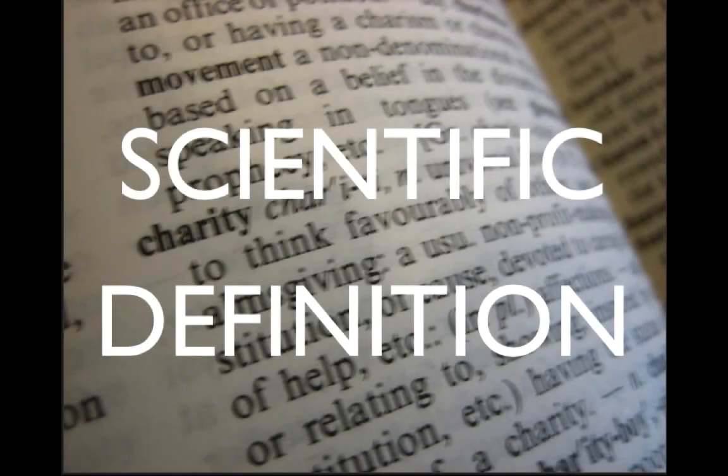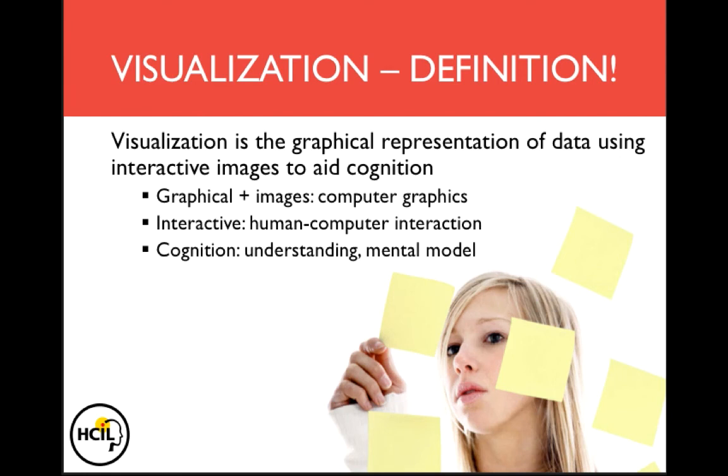Okay, so all of that is going to be in support of actually doing visualizations. Let's look at the scientific definition. I gave you this high-level one before, but the scientific definition is the graphical representation of data using interactive images to aid cognition. So it's a little more formal than the one we saw before. So we have graphics and images. It's interactive, which means it has this human-computer interaction component. We want users to be able to do something with it. And it's cognition, so it's going to help us understand or help us build better mental models.